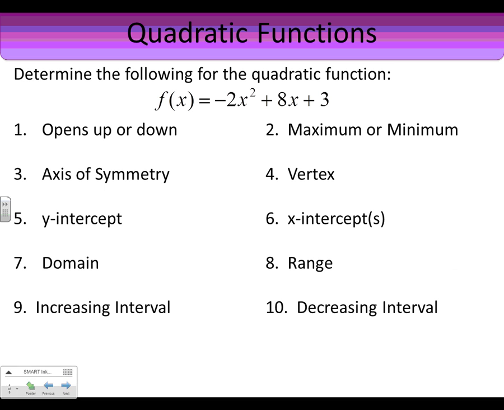All right, so take a look at this quadratic function. This is going to be a little bit of review and a little bit of taking what you have done before. So the quadratic function is negative 2x squared plus 8x plus 3.